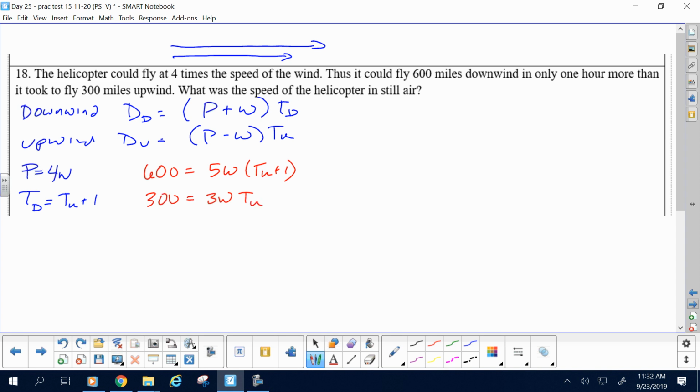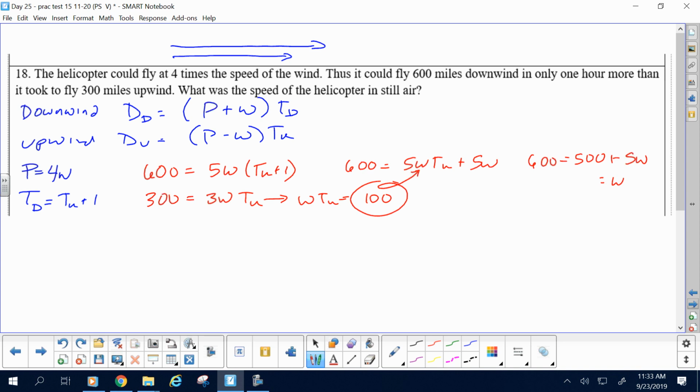Now here's definitely where we could do this smarter and save ourselves some work. What would you do now? WT. Okay, so here I can say the WTU is 100. Right? All right. What do I need to do to that first equation before I can use that fact? I don't have a WTU here yet, right? So if I multiply this out, I get 600 equals 5WT sub U plus 5W. All right, now can I use that 100? All right, so if I throw that in, I get 600 equals 500 plus 5 wind. From that, you can probably see that the wind is 20.